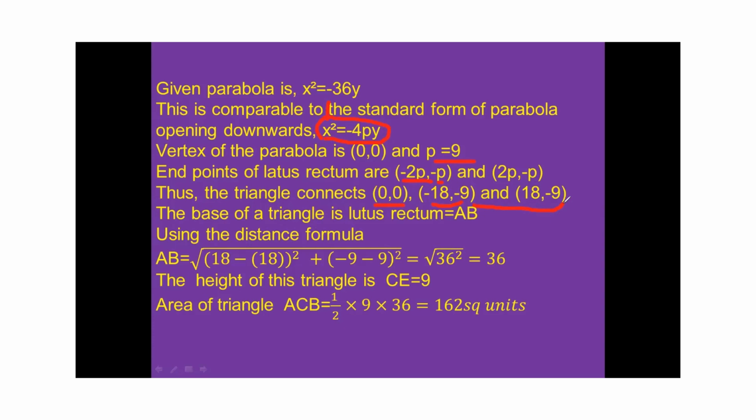The base of the triangle is the latus rectum AB. Using the distance formula, I can calculate the base of the triangle. The base is 36. The height of this triangle is the focal length, which equals 9, and the area of the triangle equals half times 9 times 36, which equals 162 square units.